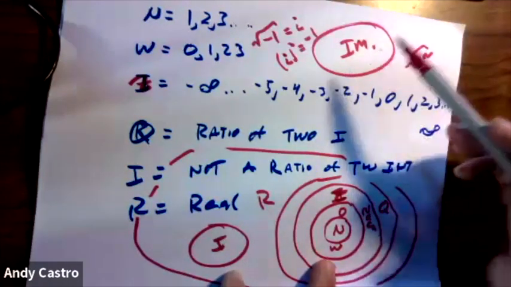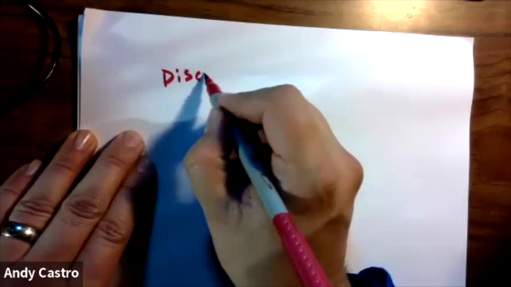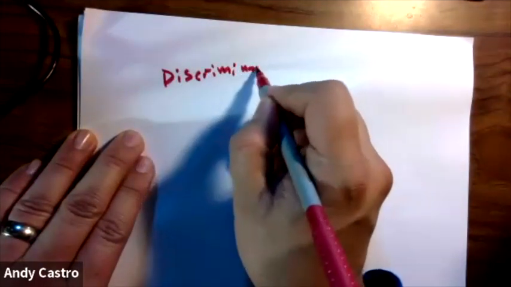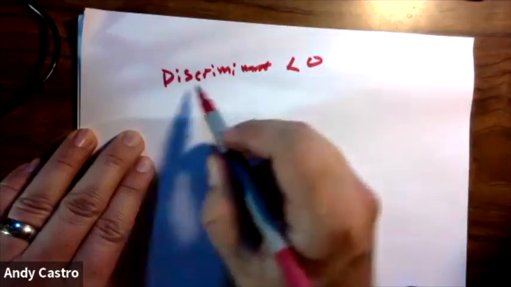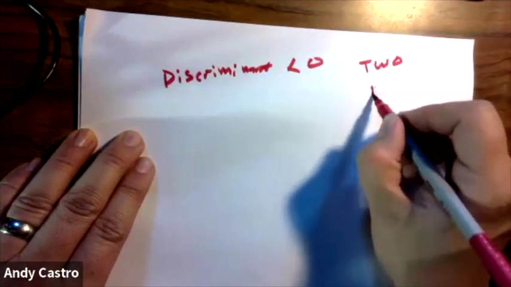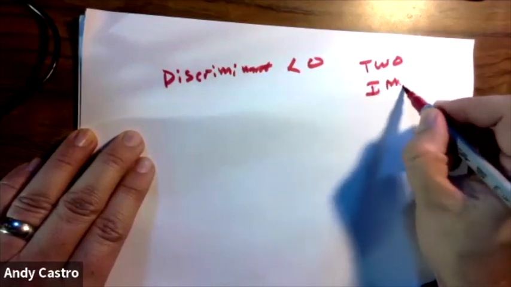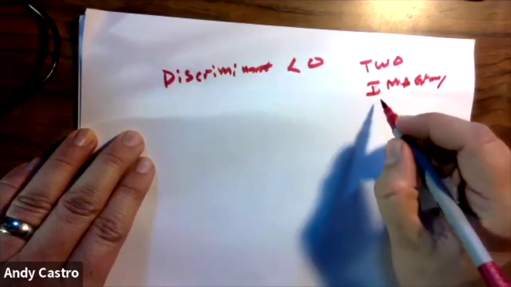It's imaginary. So when you have a discriminant that is less than 0, in other words, negative, you have two imaginary solutions.